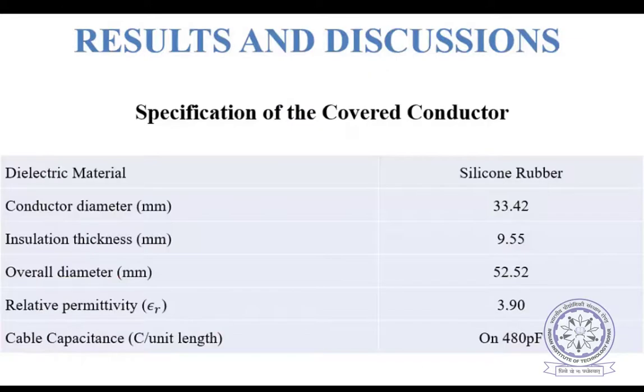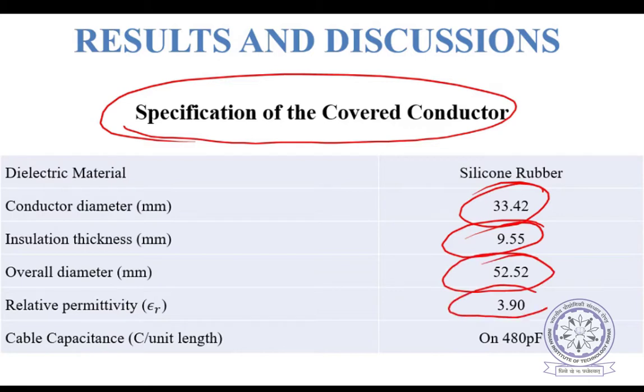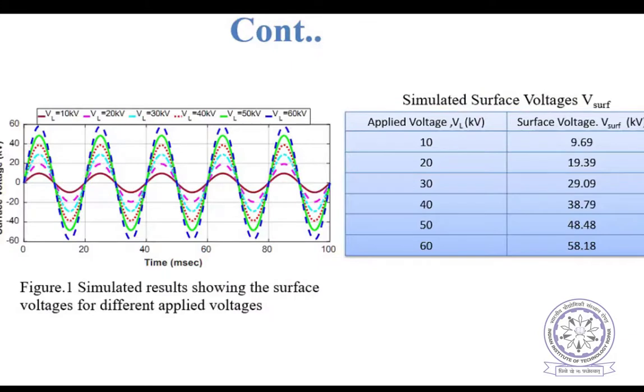These are the specifications that are used by us in our simulation. Conductor diameter is 33.42 mm and insulation thickness 9.55 mm. Overall diameter 52 mm and relative permittivity 3.9. Silicon rubber we have used as insulation material, and the cable capacitance per unit length is 480 picofarads per meter.